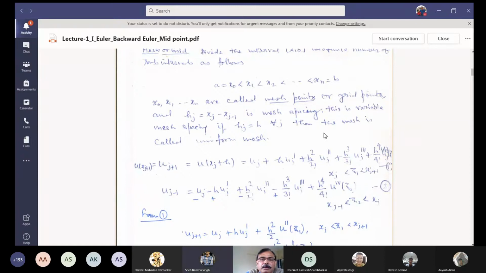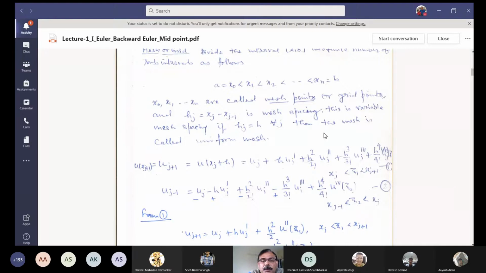Good. So you see, I have written that x naught equal to a is less than x1 less than x2 and so on, less than xn equal to b. So you have a subdivision of the interval a to b. a is your x naught, next point is your x1, next point is your x2. Similarly, the last point is your xn, that is your b, right?